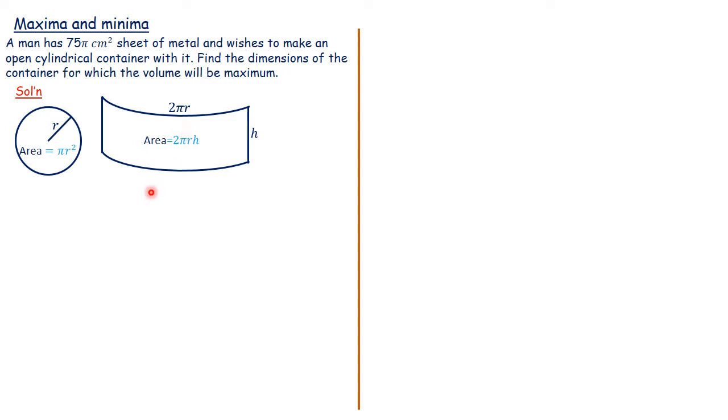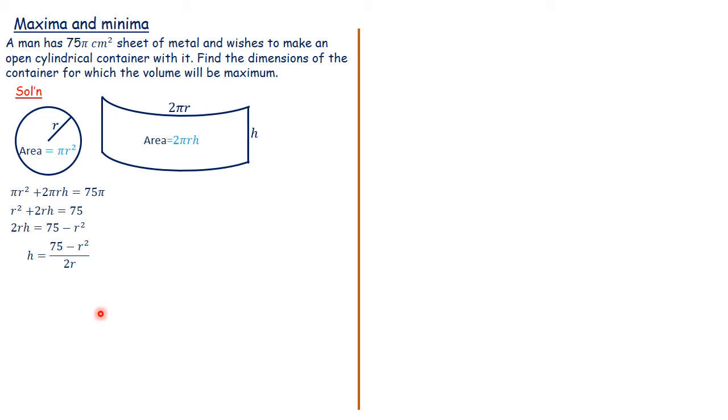Therefore, we're going to say that the area of this one plus the area of the other one, which is pi r squared plus 2 pi r h, should be equal to the area that he had at the beginning. Let's simplify that. We get r squared plus 2 r h is equal to 75. I just divided all through by pi. And now we get an expression for h. You can have the 2 r h remaining on one side and this goes to the other side. So we have h is 75 minus r squared all over 2r.